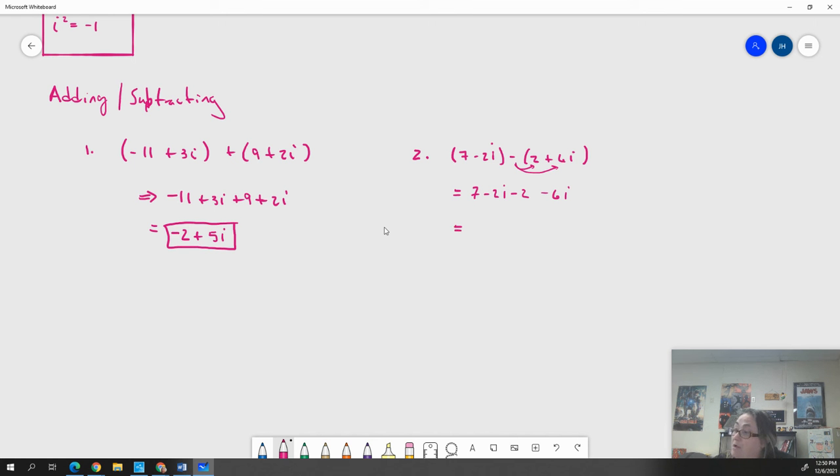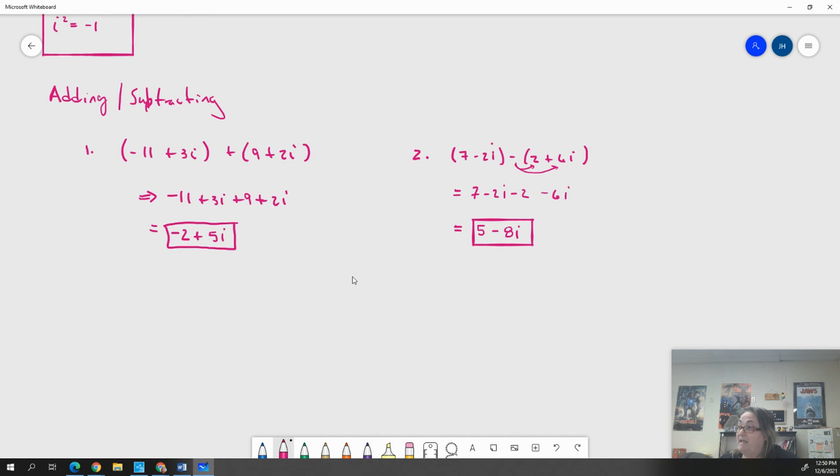So then I'd combine my terms. I have 7 minus 2, well, that's just 5. Minus 2i minus 6i is minus 8i. So it's not particularly difficult. We haven't jumped into anything that's super hard.